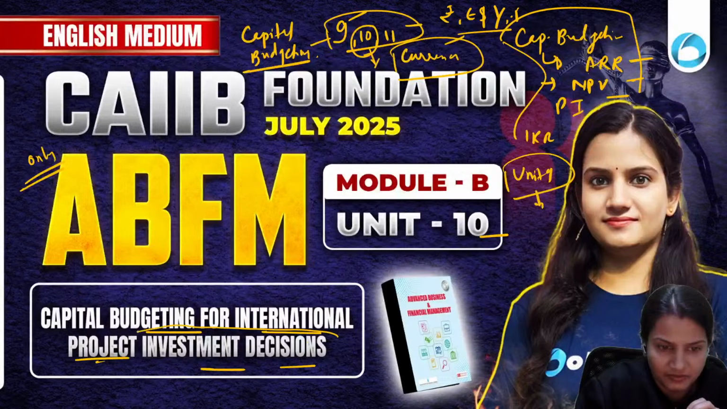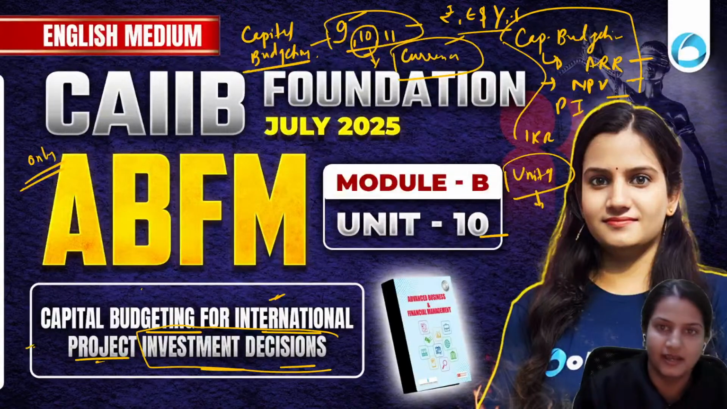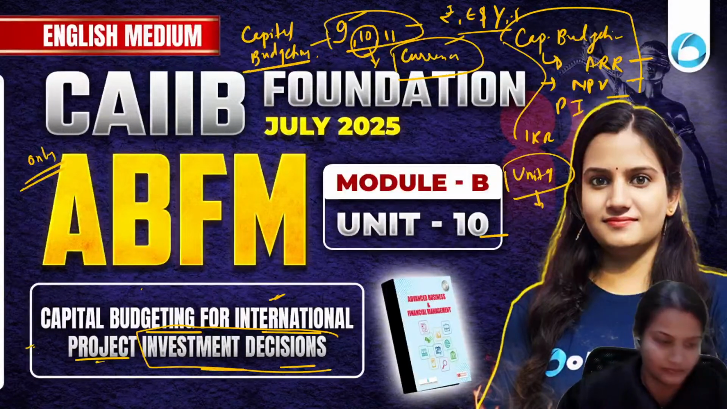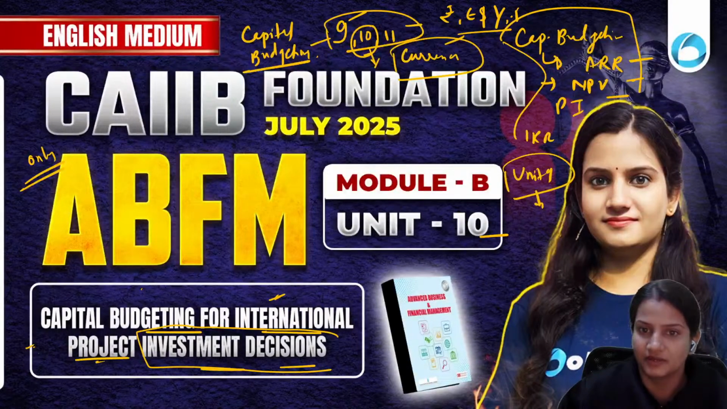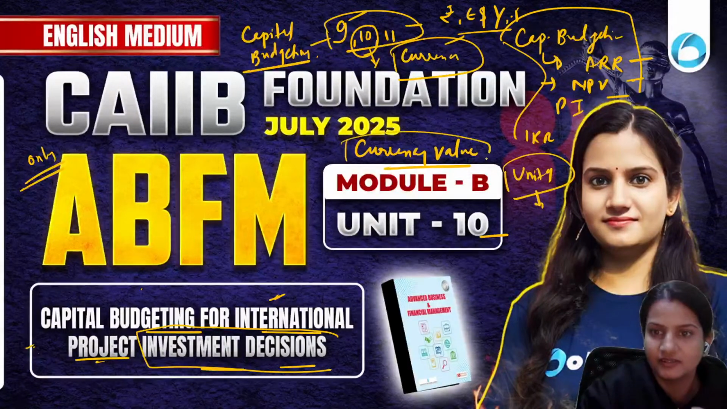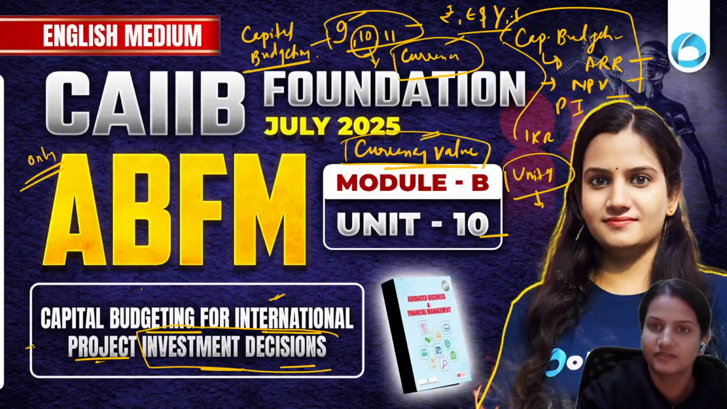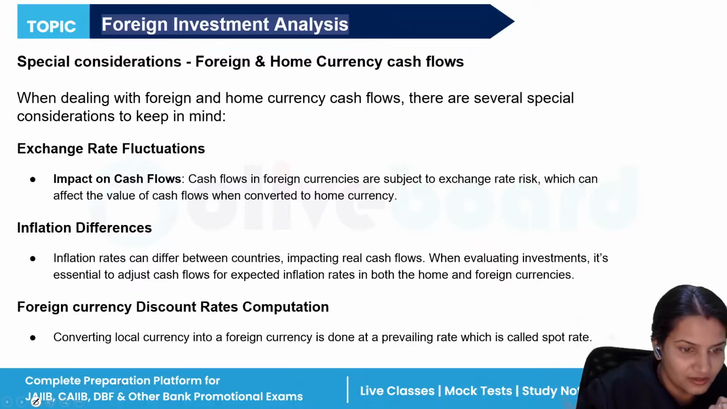How we will take the investment decisions when we are investing in international projects. So what we have studied in unit 9, everything is the same. Every method will be the same, every calculation will be the same. Just the difference is of one thing, the currency value, the exchange rate of currency, the spot rate. So only these things will differ from unit 9, else everything will be the same. Now, let's move to the unit.